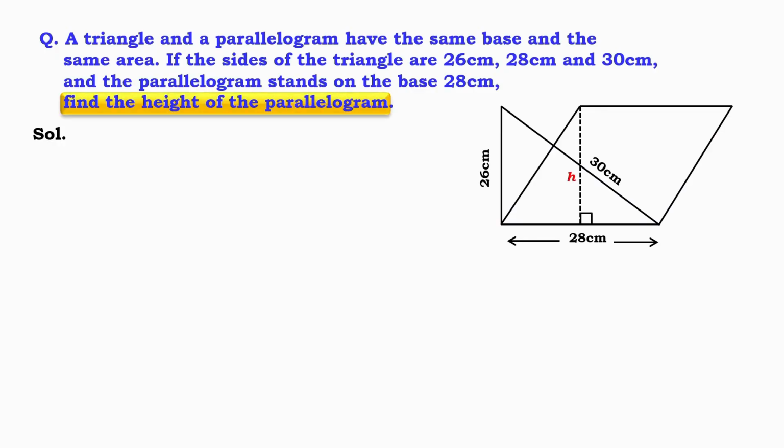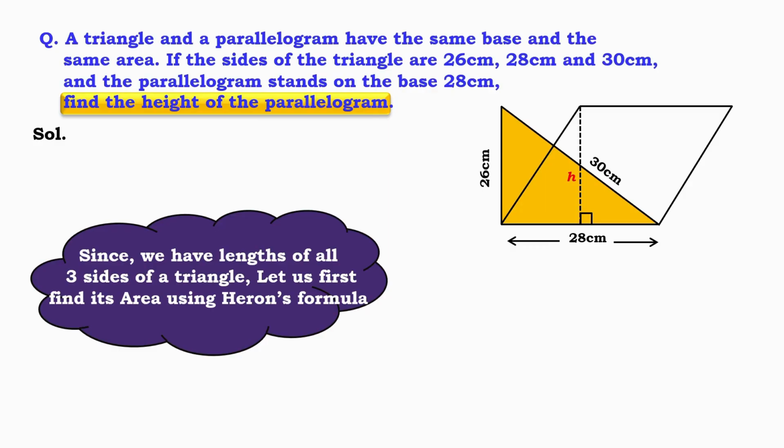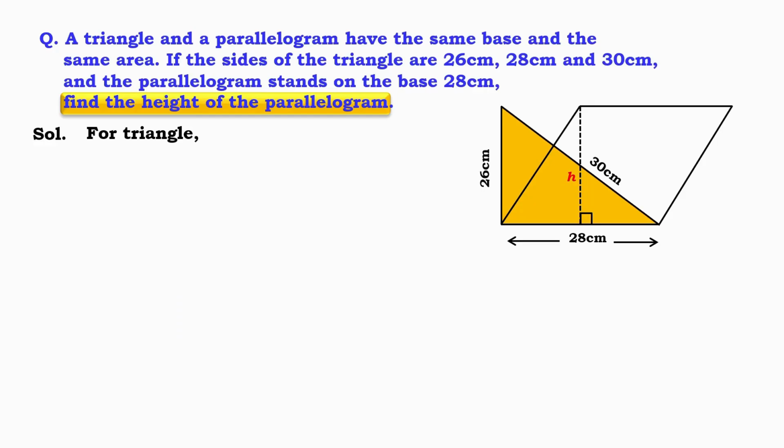Now we need to find the height of the parallelogram. So height means the perpendicular distance on top of the base, right? The highlighted orange one is the triangle. Since we have the lengths of all three sides of the triangle, let us first find its area using Heron's formula. For the triangle, we know that one side is 26, that is a, b is equal to 28, and finally c is 30 centimeter.